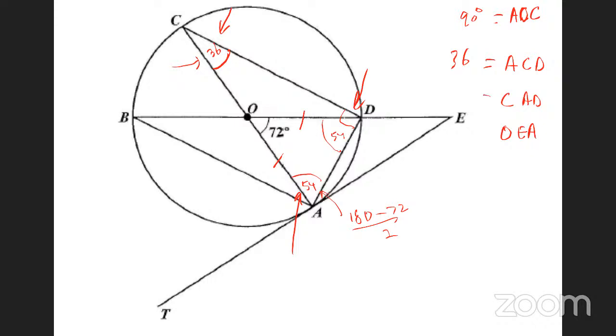What about CAD? Figure out CAD already, right? CAD is, oh wait, so there's a different way to work it out. So CAD is here, which is 54. See that? CAD, we work it out already. CAD was 54.